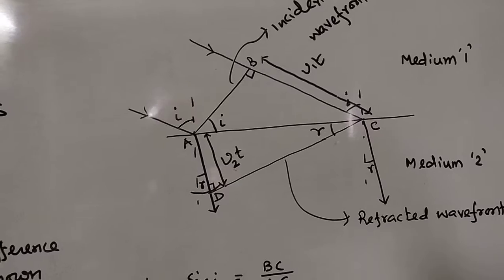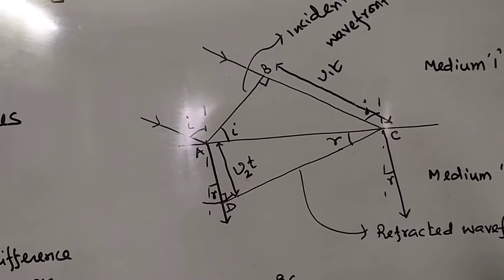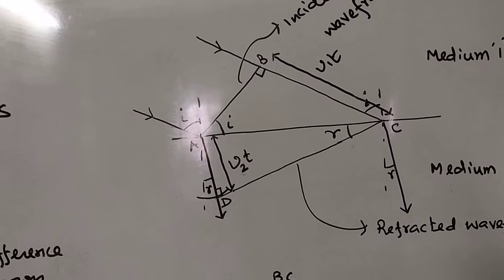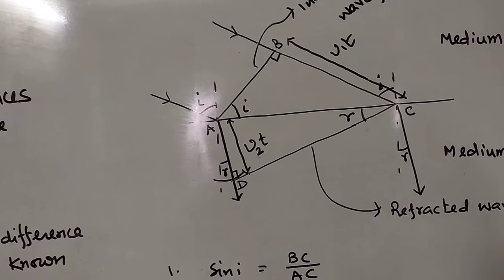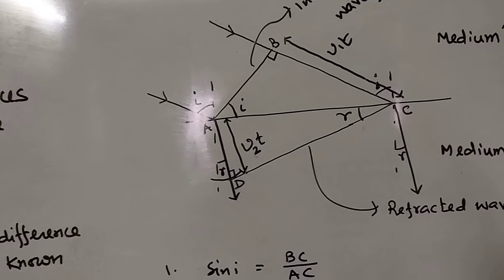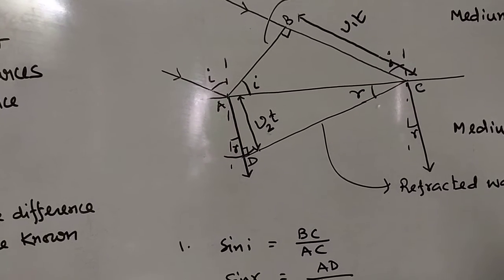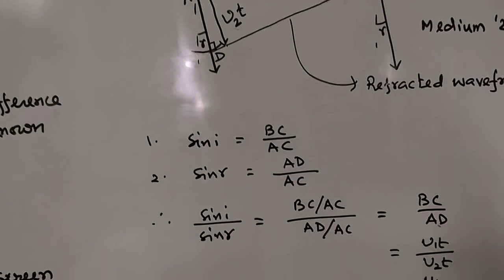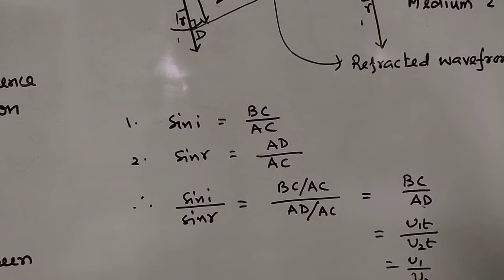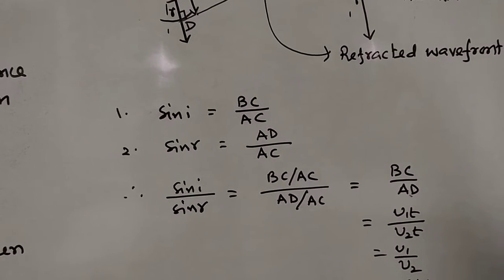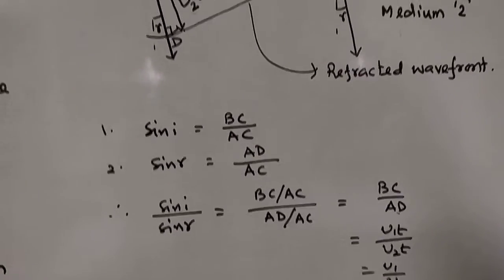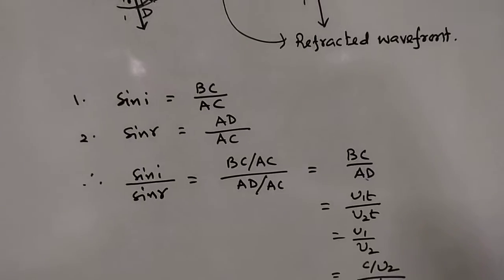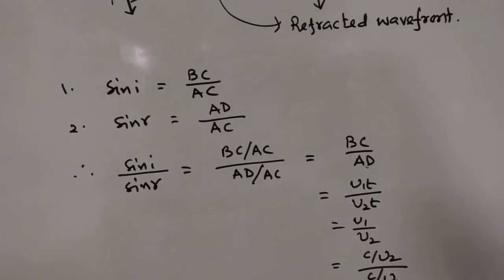Now considering the geometry part, sin i, that is, angle B is 90 degrees because the ray and wavefront are perpendicular. So perpendicular by hypotenuse, that is BC by AC. And sin r, again angle D is 90 degrees, AD by AC. So sin i by sin r is BC by AC divided by AD by AC. So AC goes off, BC by AD. BC is your V1 t and AD is your V2 t. So t goes off, so that's your V1 by V2.